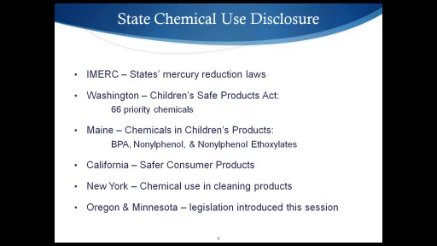In addition, there are other states. All of the states here on this list do belong to the IC2, and some have programs in place or are going to have programs in place very soon. In Maine, under their chemicals in children's products, they have required reporting on 4 chemicals so far: BPA, nonylphenol, and nonylphenol ethoxylates. That information is not in a publicly available database.